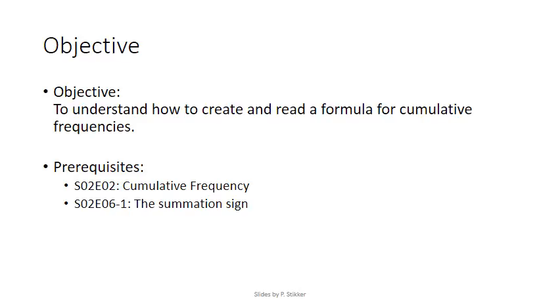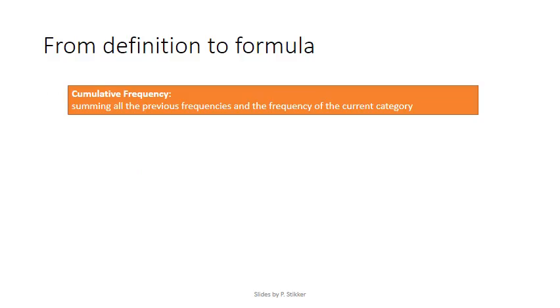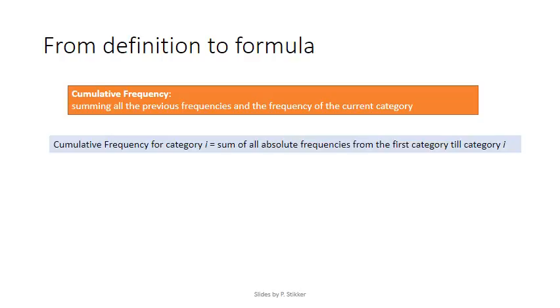It helps if you've actually seen Session 2, Segment 2, where we discussed cumulative frequencies in general, and Session 2, Segment 6, Part 1, how to deal with the summation sign. The way we calculated cumulative frequencies was by summing up all the previous frequencies and the frequency of the current category. So if we convert this into text, we get the cumulative frequency for category I equals the sum of all absolute frequencies from the first category until that category I.